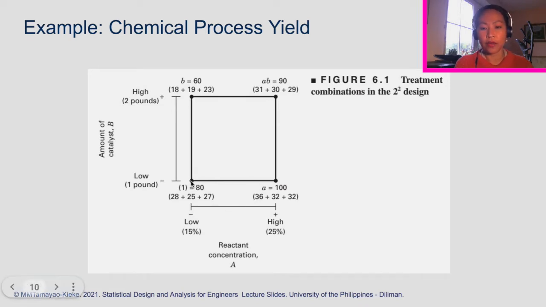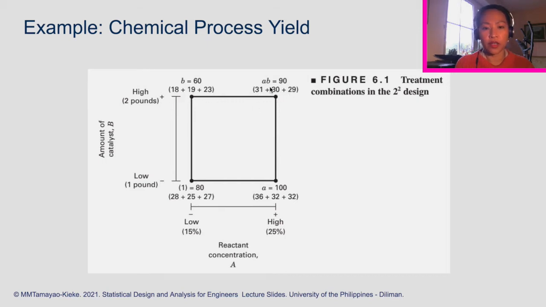The lower left of the square is the point representing low level of factor A, or reactant concentration, and low level of catalyst. Then this point represents high level of reactant concentration and low level of amount of catalyst. This point represents low level of reactant concentration and high amount of catalyst. And then this one is the combination where both factors are at a high level.